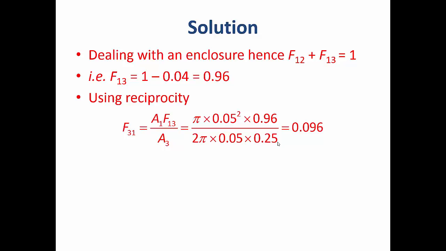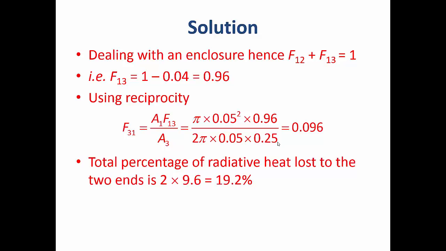Putting all the numbers in, that gives us a value of 0.096. We just need to multiply that by 100 to turn it into a percentage, and then by 2 to turn it into the percentage of radiative heat lost to the two ends, which is 19.2%.